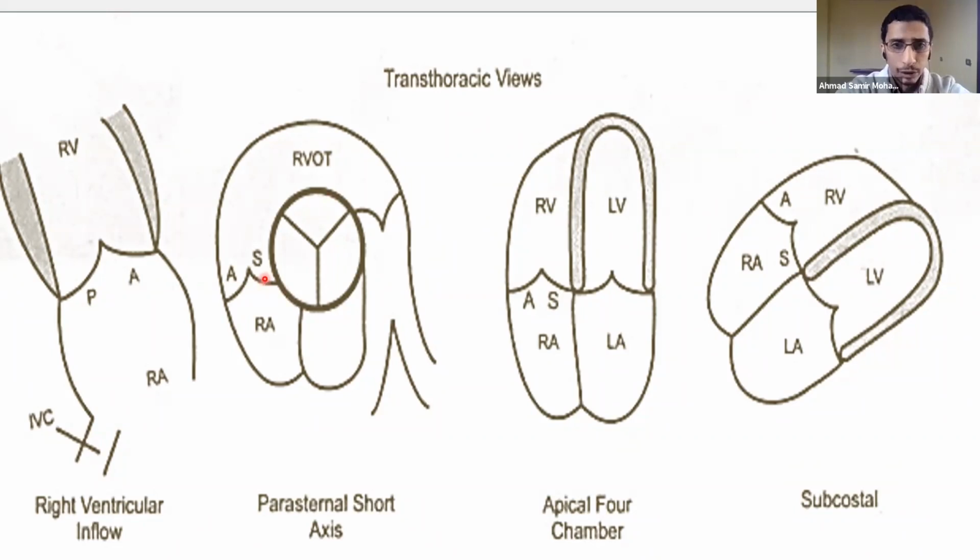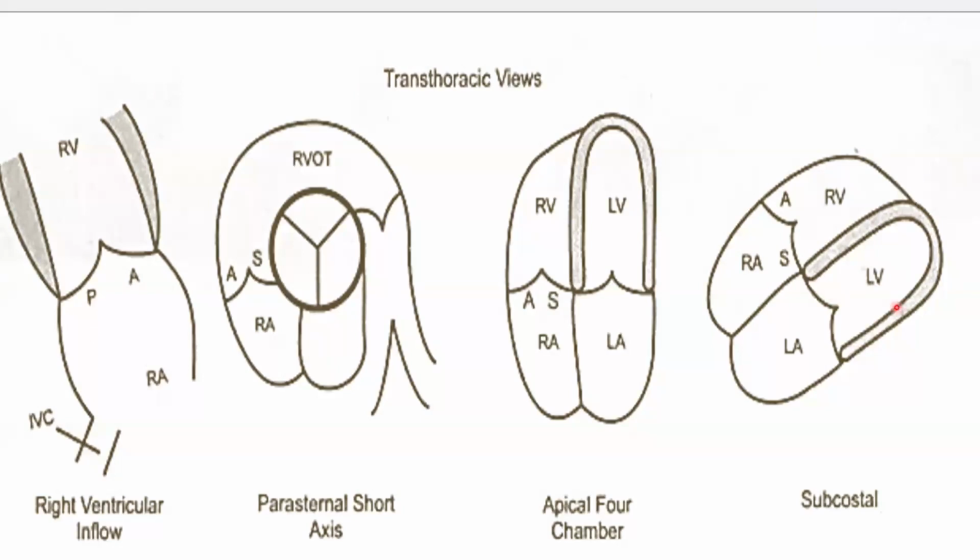Because the anterior leaflet is the largest one, in the majority of all the echocardiographic views the anterior tricuspid leaflet will always be there. So the only view that might have some difference is the RV inflow view, because we have the anterior leaflet towards the side from which the probe comes, and the other leaflet in the majority of cases will be the posterior leaflet. In a minority, it might be the septal leaflet.